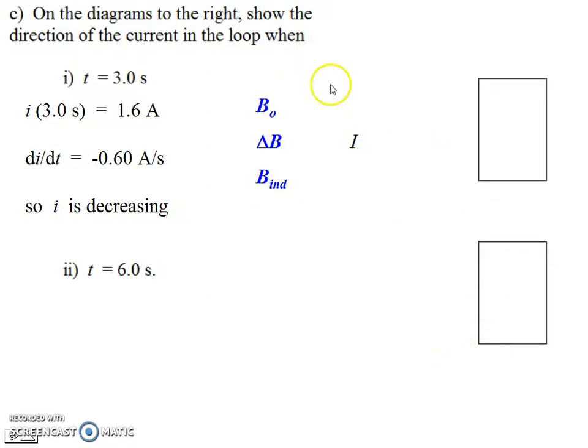Remember, whenever we do Lenz's law, we're finding the induced current. This here is the current in the wire, not the current in the loop. This is the induced current in the loop over here. So if you didn't get this far, try Lenz's law on your own, pause the video, come back.